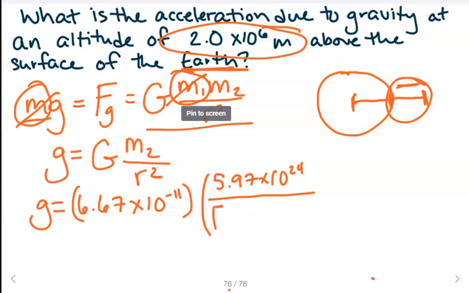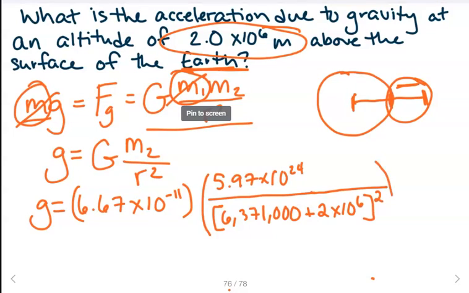So when we look at the average radius of the Earth, that's going to be 6,371,000 meters. And then we're going to add in the additional 2 times 10 to the 6th meters there. So I've written it out specifically so that you can see exactly what steps I was taking. Then we're going to go ahead and square that quantity. And then we just plug it into the calculator.